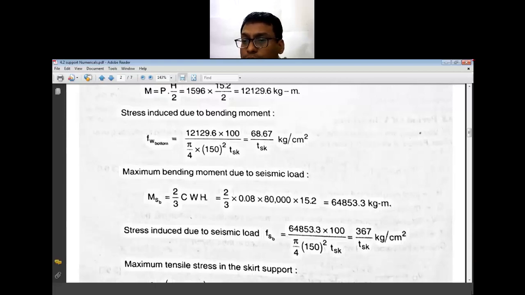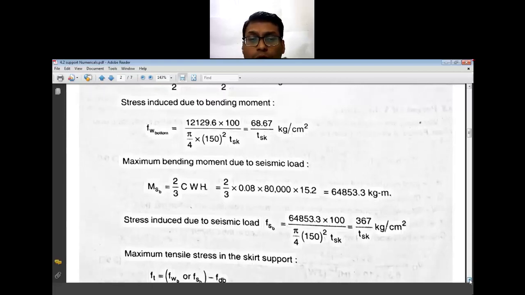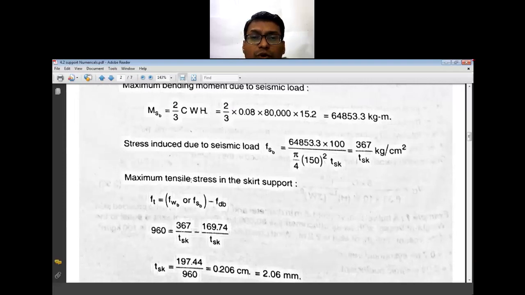So the stresses induced because of this bending moment, that is the M, in kg meter, is divided by pi by 4 dO square into tSk, with a factor to convert to centimeters. We know the outer diameter of the vessel, so this is in terms of tSk. This is another equation in terms of tSk.